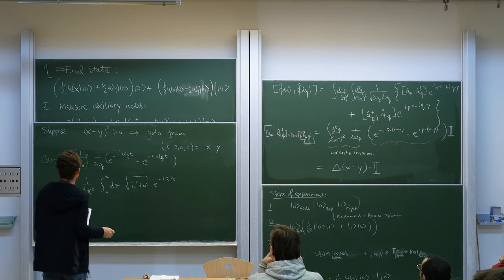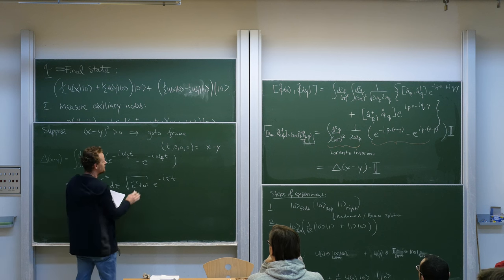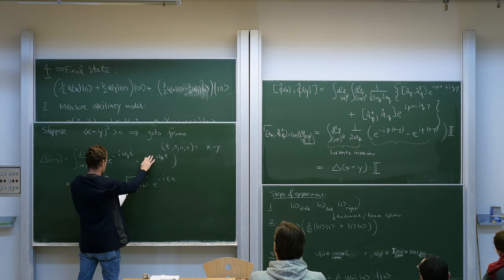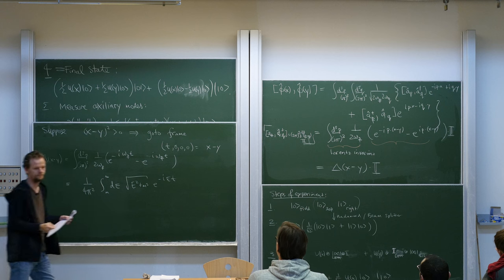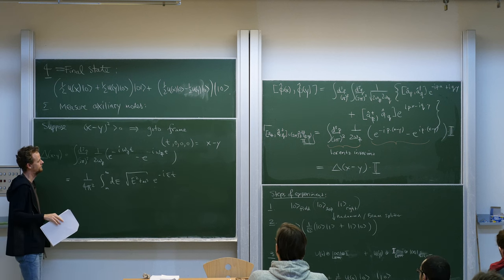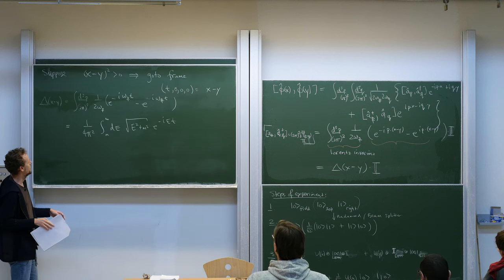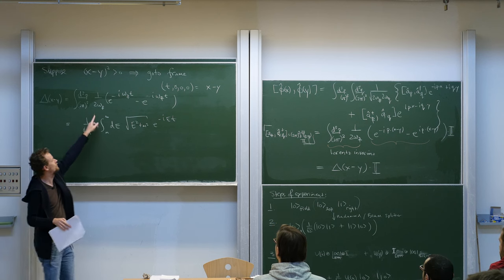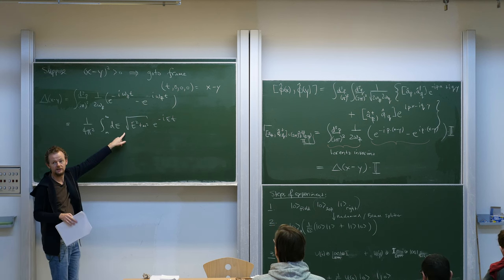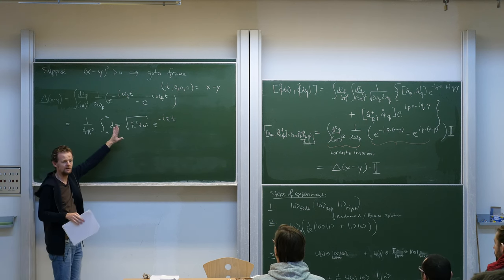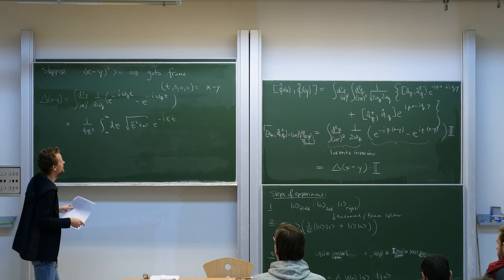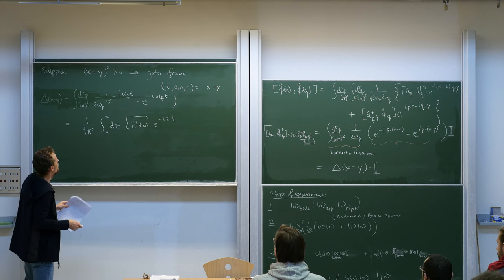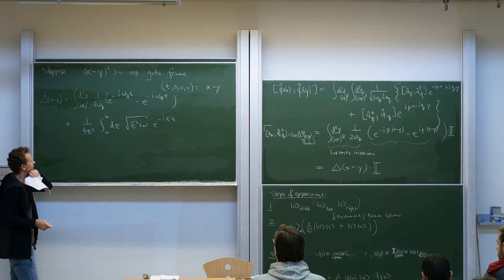Oh, there's definitely, thank you, there's a minus sign wrong in the line above. Okay, there's a simple variable substitution you can do to get it to look like this. Just make E equals omega P and then you're done. Omega PT. And then we have to look at this integral and evaluate it.